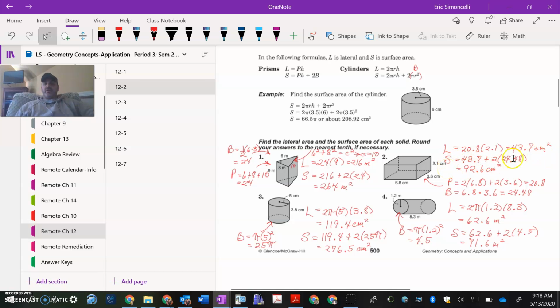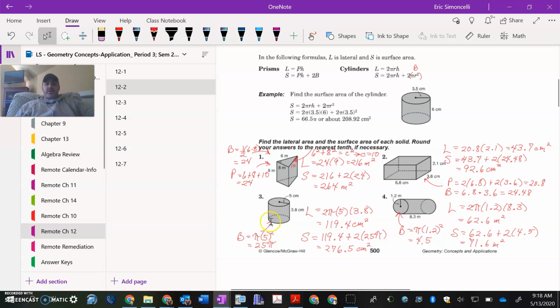Capital S, take the answer from the last step, 43.7, and add it to 2 times what we got for the area of the base. If you do that, the math ends up giving you 92.6 centimeters squared. That is the surface area. 3 and 4 are both cylinders, so let's take a look at those.